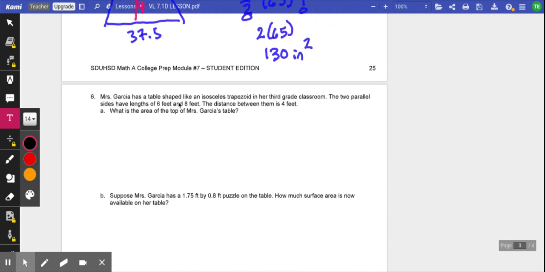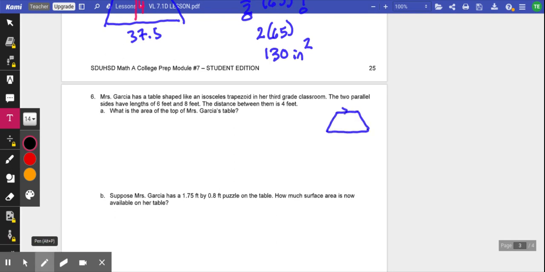Miss Garcia has a table shaped like an isosceles trapezoid. Isosceles, 2 sides are the same, so the legs of the trapezoid are the same. In her 3rd grade classroom, the 2 parallel sides have a length of 6 and 8. The distance between them is 4 feet. What is the area of the top of her table? Okay, well, she described everything you need to know about the trapezoid. So we can draw a trapezoid if you need a visual. If not, you don't have to.